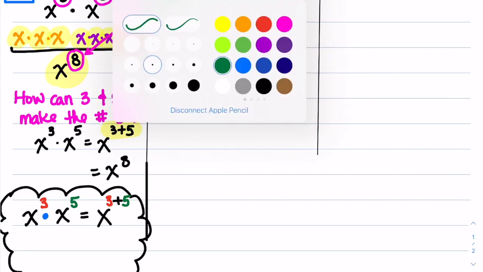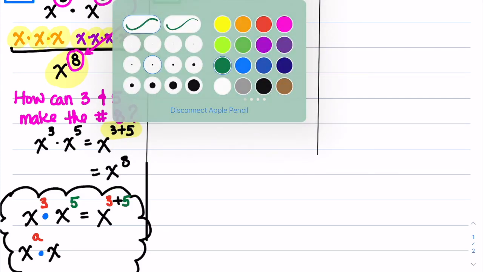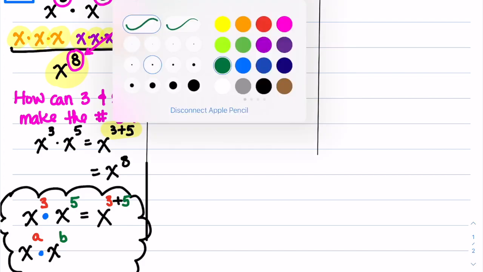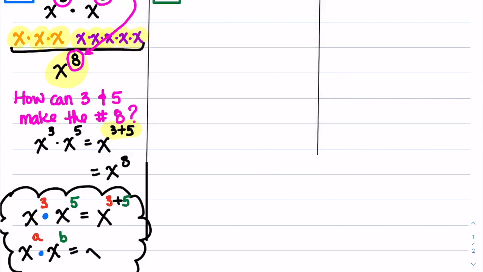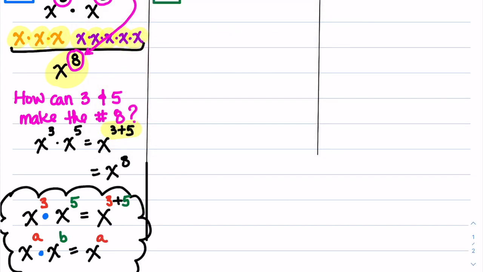Okay, so the general rule would look something like this. X to some power, so that A represents any power, times the same variable, x, to another power, we'll call this one B, is going to be equal to, again, the same letter, that letter never changes, but we're going to add the powers together. So A plus B. So this is what we call the multiplication rule.